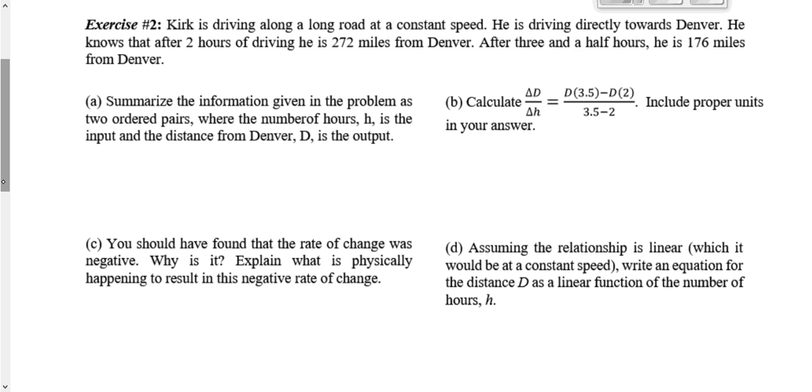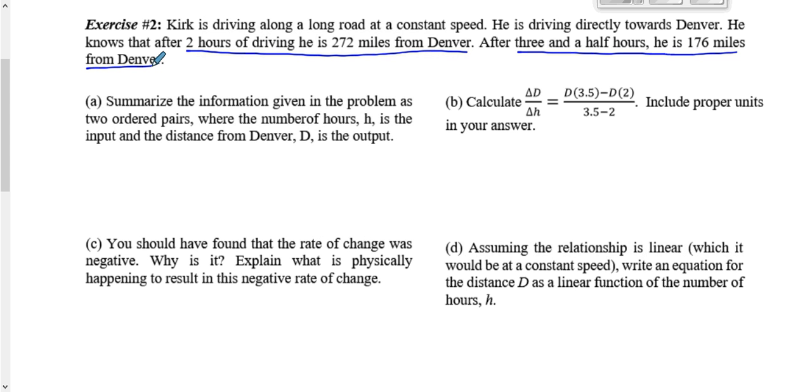Which way is he driving towards? Towards Denver. So is he getting closer to Denver or farther from Denver? Closer? Okay. So just before we even finish reading, the number of miles he is from Denver is getting larger or smaller? Smaller. Okay. So after 2 hours of driving, how far is he from Denver? He's 272 miles. And then after 3.5 hours, he's 176 from Denver. Does that sound like a pair of coordinates, a couple of sample x, y's?